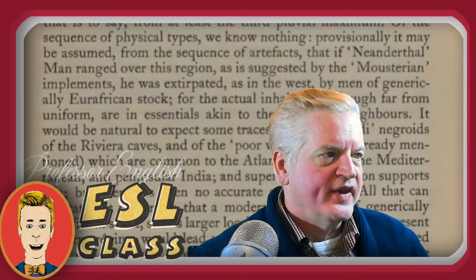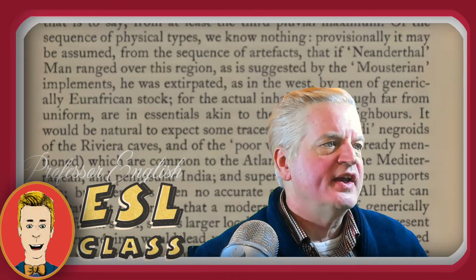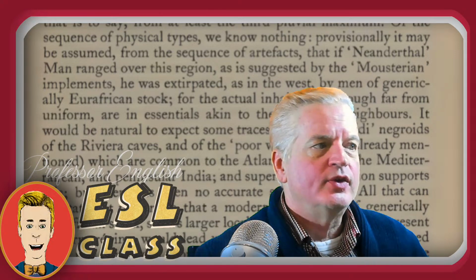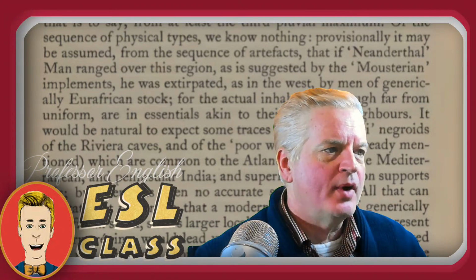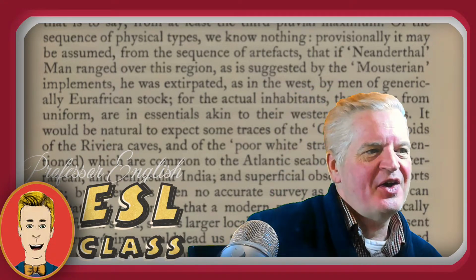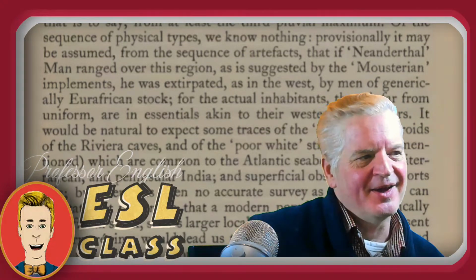Eurafrican stock for the actual inhabitants, though far from uniform, are in essence akin to their Western neighbors. It would be natural to expect some traces of the Grimaldi Negroids of the Riviera caves and of the poor white strains already mentioned. I think I already read this last time. Oh well, we're reading it again.